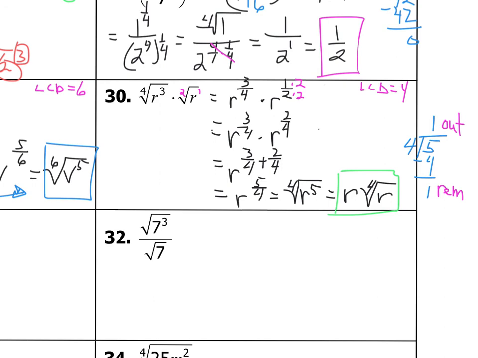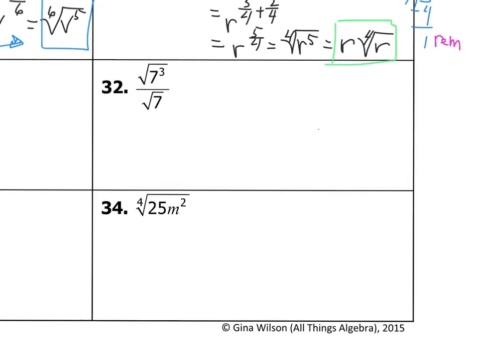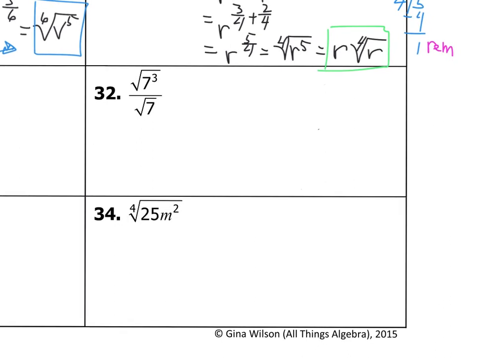All right, and so then we only have 3 more. So let's look at 32. So here's the great thing about 32. If you are dividing like bases, and they're underneath the same radical, if we recall previously, we can put these under one radical.